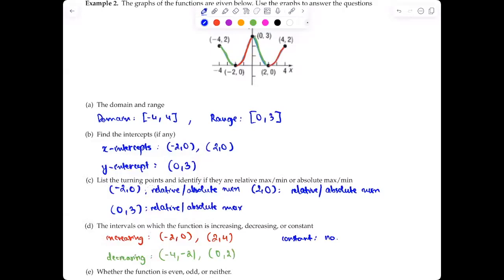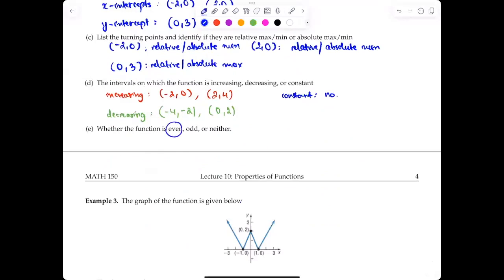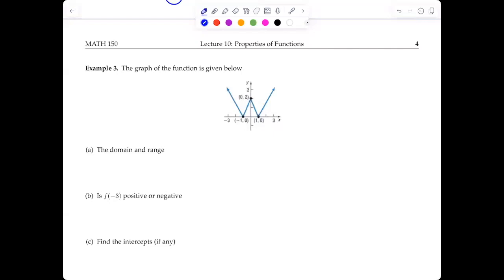So is this function an even function, odd function, or neither? Even, yes. So even function. All right. So for the next graph, what is the domain of this function? Negative infinity to positive infinity. What about the range? 0 to positive infinity. Good. Is f of negative 3 positive or negative? Positive.